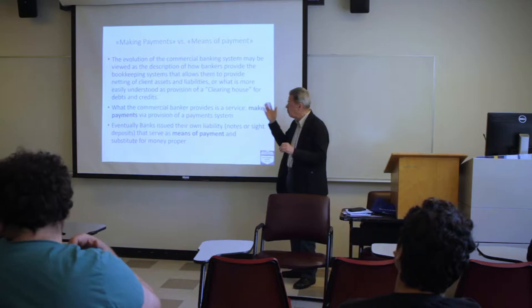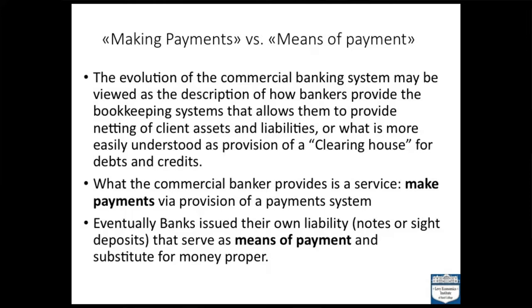So the evolution of the commercial banking system may be viewed as a description of how bankers provide the bookkeeping systems that allow them to provide netting of client assets and liabilities, or what is more easily understood as provision of a clearinghouse for debts and credits. What the commercial banker provides is a service, making payments via provision of a payment system.